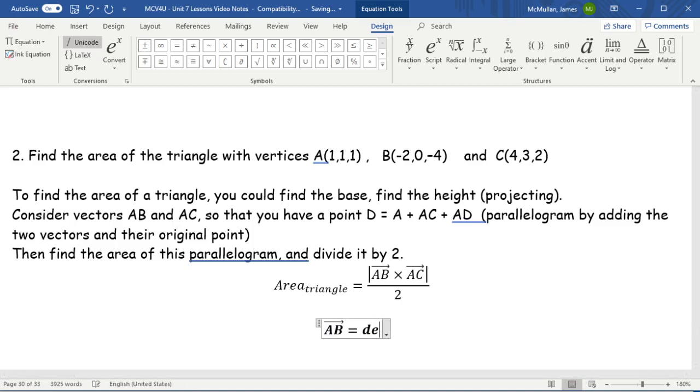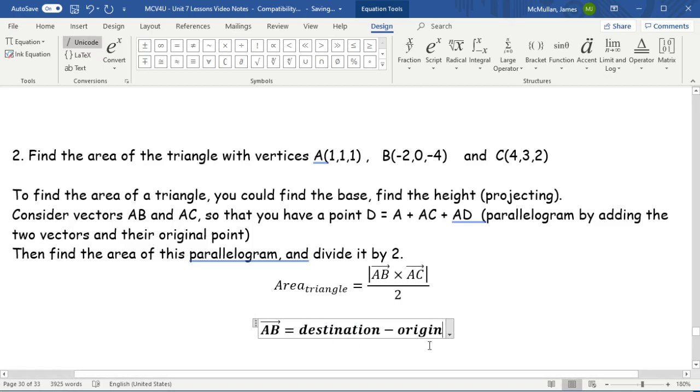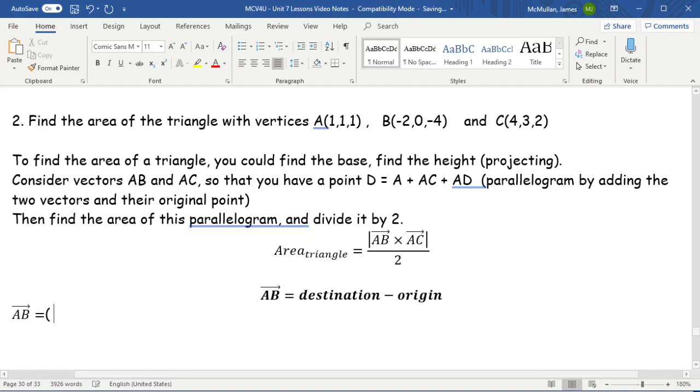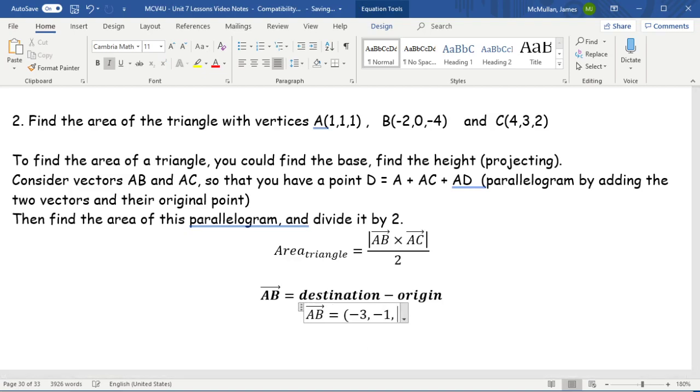Vector AB is always just destination minus origin. So vector AB for us is going to be, if you start at B and subtract your way back to A, you would find that vector. Okay, so, yikes. We had to get to -2 from 1, so -3. 0 minus 1 is -1, and -4 minus 1 is -5. So that vector would get you from A to B.